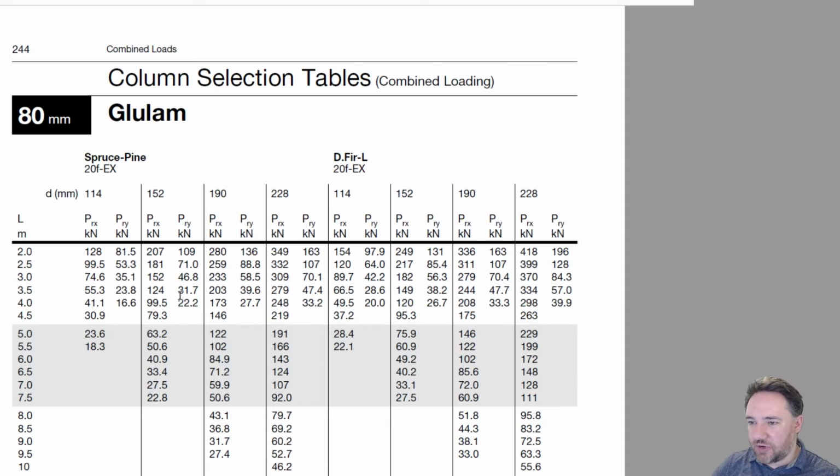We've got to remember as well that we are dealing with bending as well. So I can't just use something that has exactly 487. I have to pick something that is quite a bit bigger than that. You can see that none of these values work. Let's say we're looking at the PRY because that's weak axis.